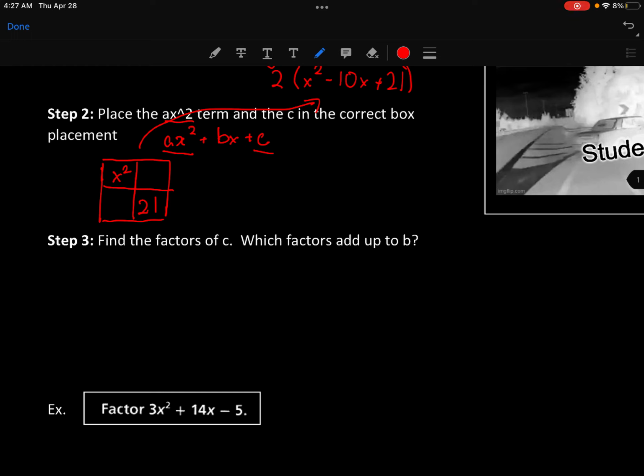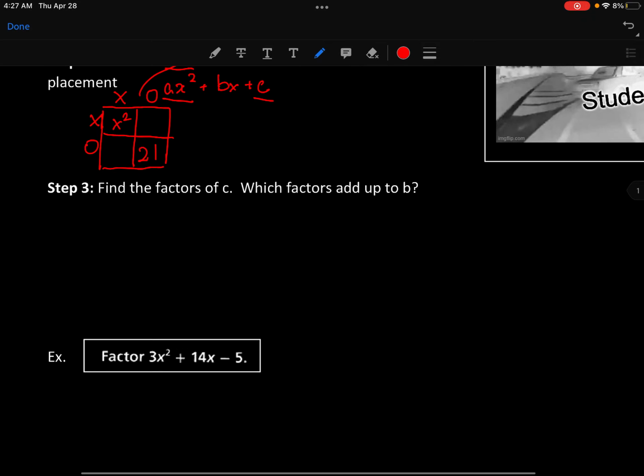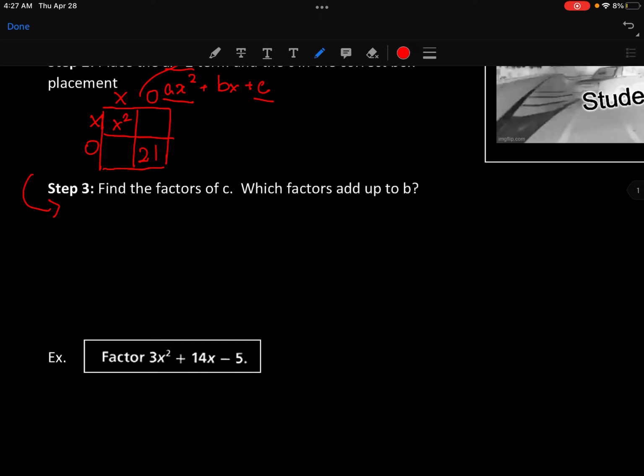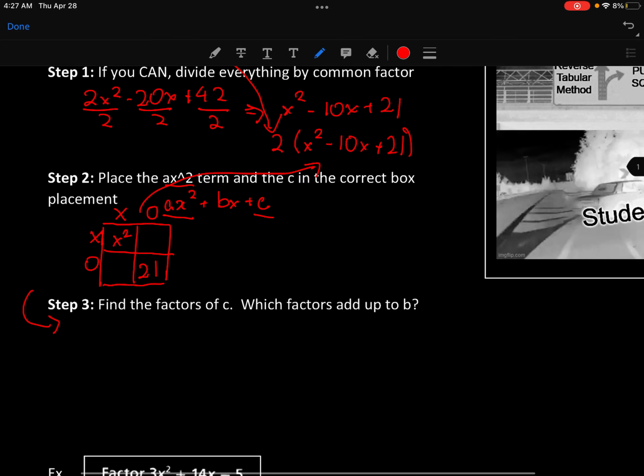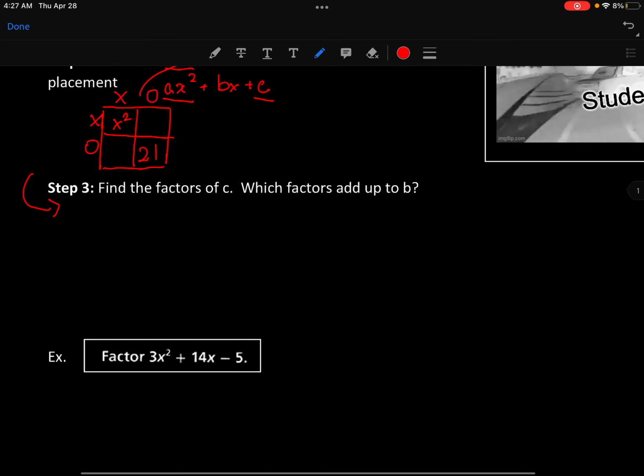What times what will give you x squared though? It's just x. So we can put x and x here. All we need to do is figure out this part and this part. So let's go to step number 3. Find the factors of c. Well, the factors of c are 3 times 7, and is that it? 1 times 21.